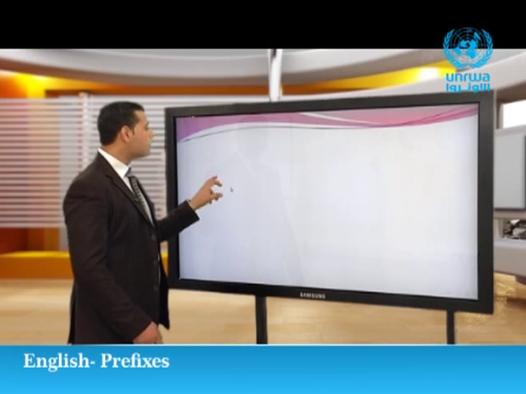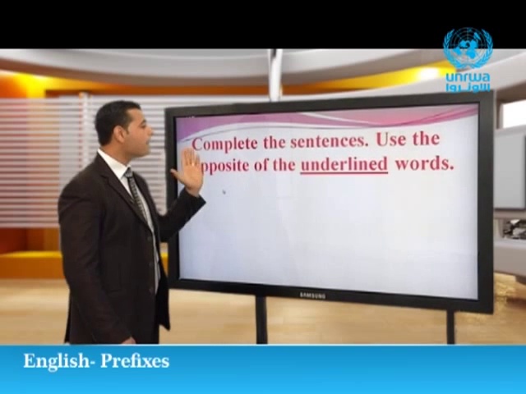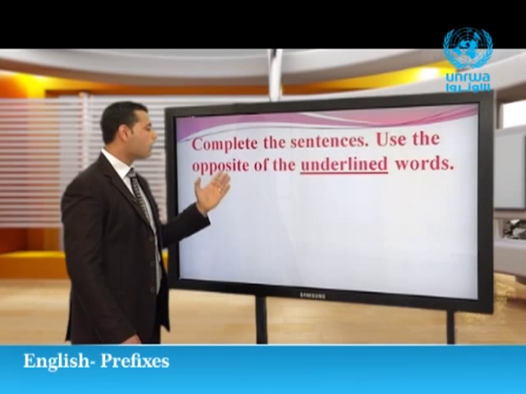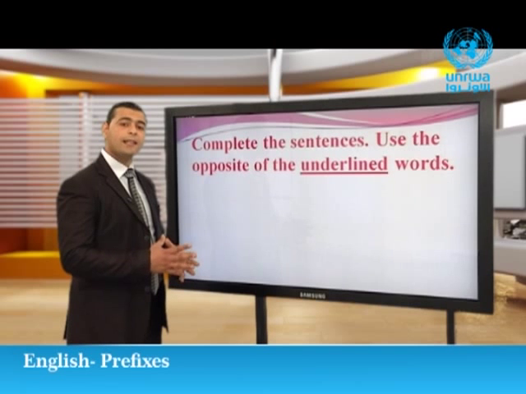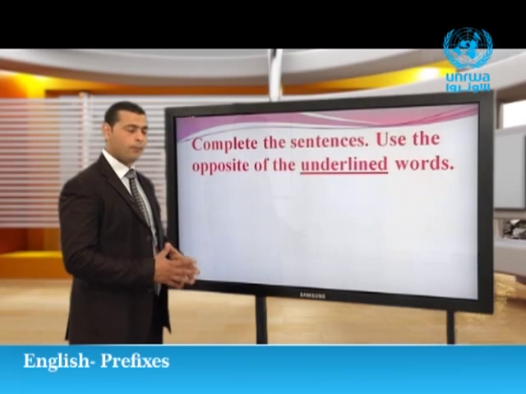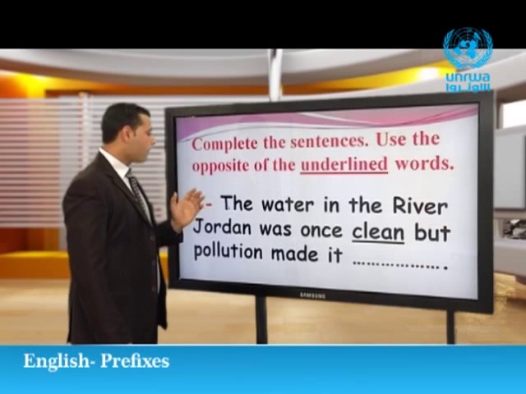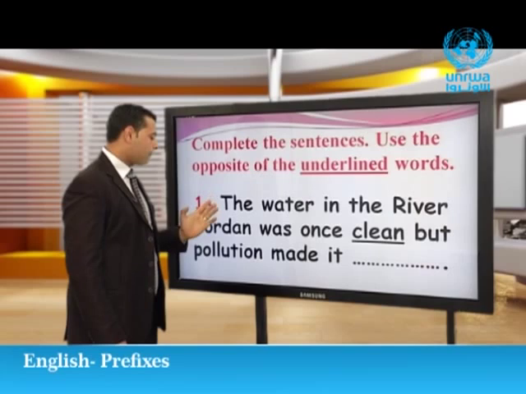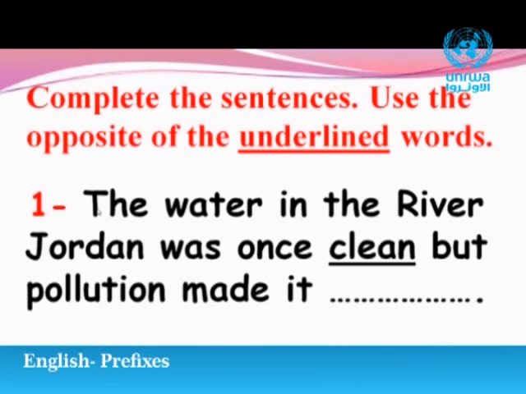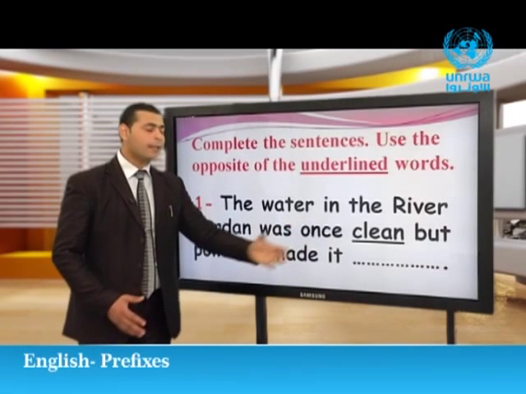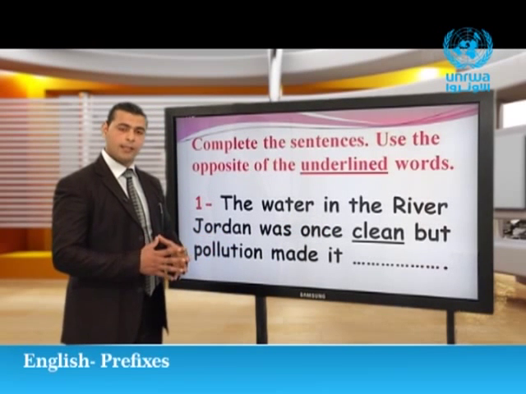Now, dear all, let's move to another exercise, which is complete the sentences. Use the opposite of the underlined words. أكمل الجمل التالية مستخدما عكس الكلمات التي تحتها خط. Number one, the water in the River Jordan was once clean, but pollution made it blank. Again, the water in the River Jordan was once clean, but pollution made it blank. Here we have the target word clean. The underlined word is clean.